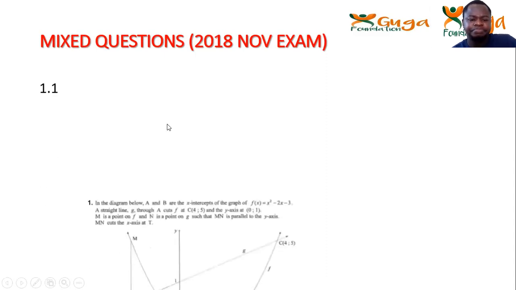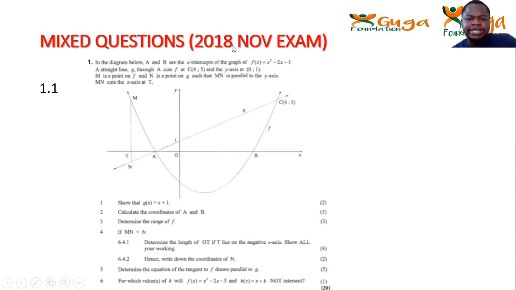Now let's look at the mixture. Here we're looking at the mixture of a straight line and the quadratic functions. Okay, this was a question paper I took from 2018, right? Last year, November exam, 2018, November exam. Now, we're going to do this problem together.